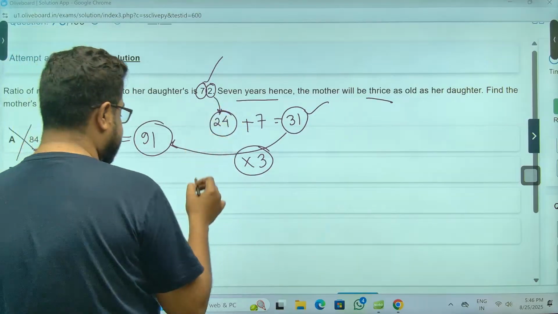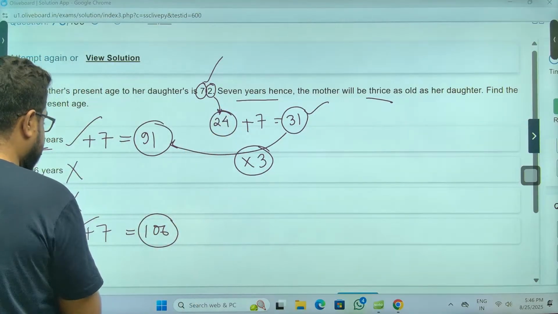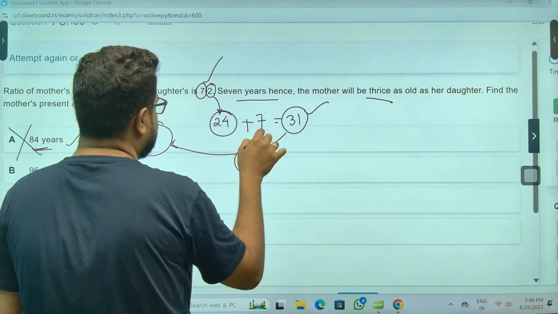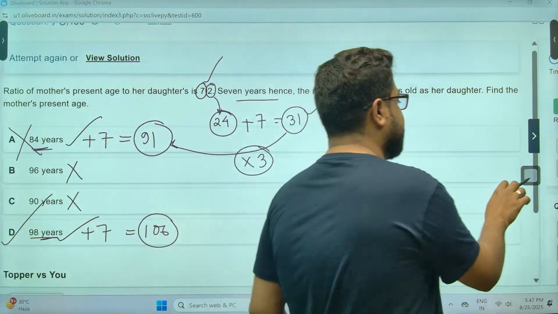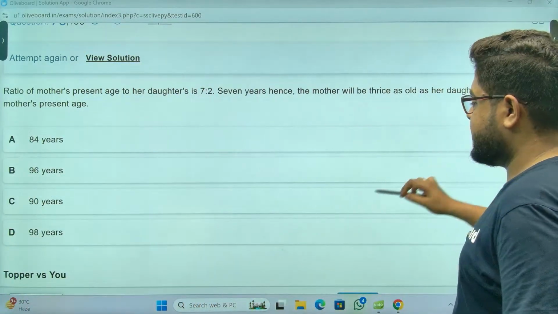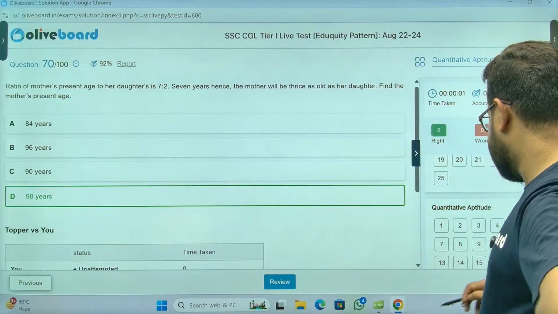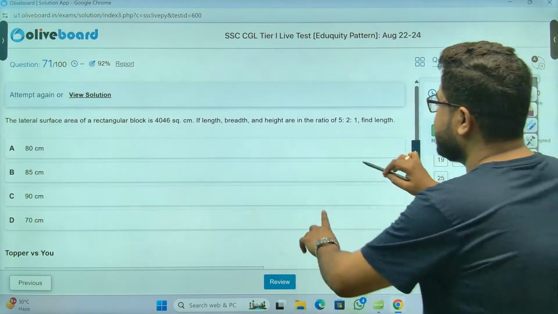But again, let's check once, sir. Let's check, sir. 98, 7, 7. 2, 2, 2, 2. Yes sir, it's matching. The unit digit is matching. Sir, 98 is 100% my correct answer. 100%, 98 is the correct answer. Next one, sir.